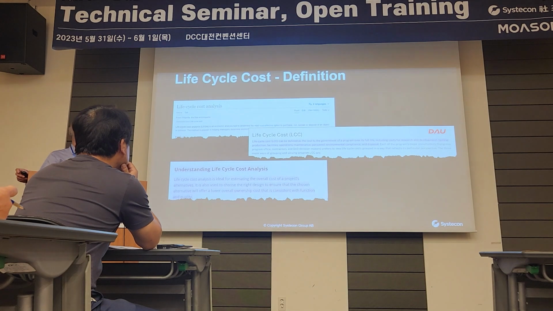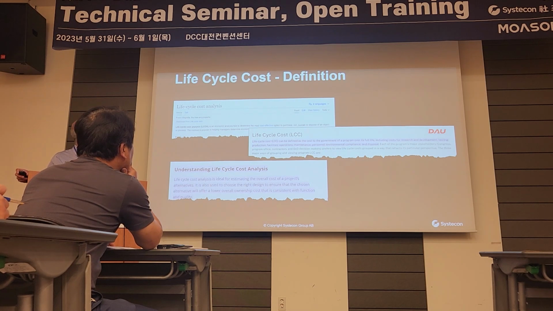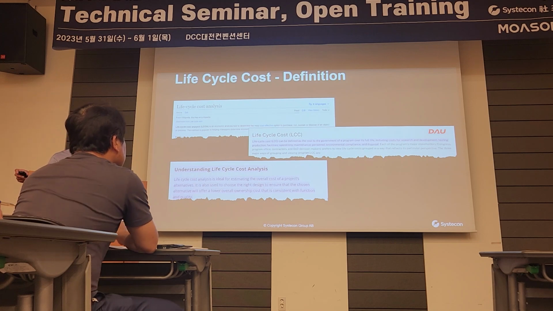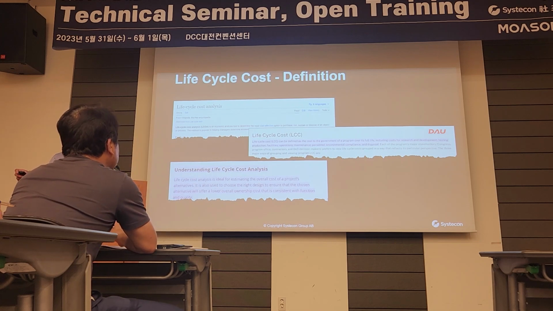I searched on the web a little bit to find some definitions of what life cycle cost is. On Wikipedia, it says life cycle cost analysis is an economic analysis tool to determine the most cost-effective option to purchase, run, sustain, or dispose of an object or process. The method is popular in helping managers determine economic consequences.